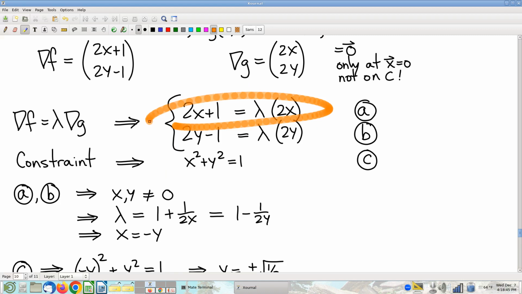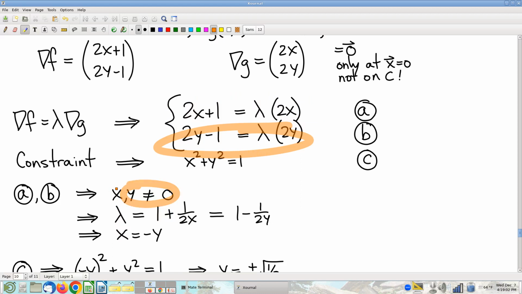And conveniently, this equation right here tells us that x is not 0. Because plug it in, see what happens. You plug in x equals 0, yeah, the equation doesn't work. Right? So that already tells you x is not 0. And likewise, this equation here tells you that y is not 0. So you got to write that down. No big deal. But then once that's established, then you can proceed to solve for lambda.